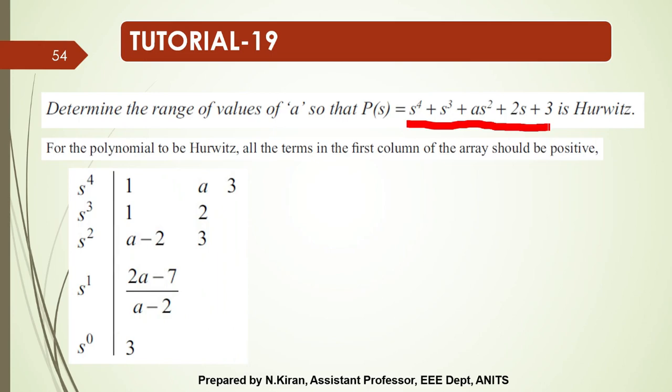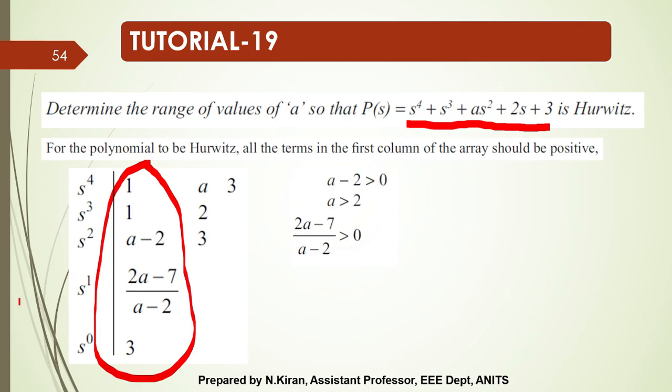So using the formula, we'll construct the Routh table for this polynomial, and you know the procedure. We have seen many tutorials in this lecture. After finding the elements, this is the first column that we have obtained for this Routh table. For this to be positive, a - 2 should be greater than 0, and (2a - 7)/(a - 2) should also be greater than 0. Then only these can be considered as positive.